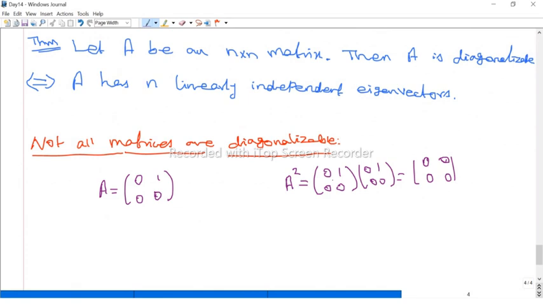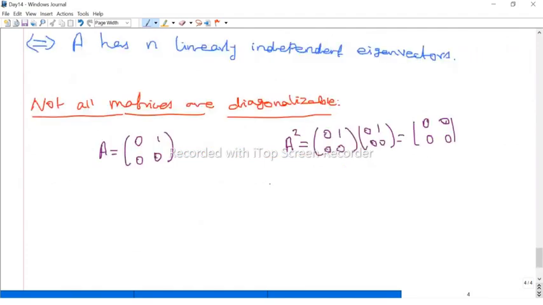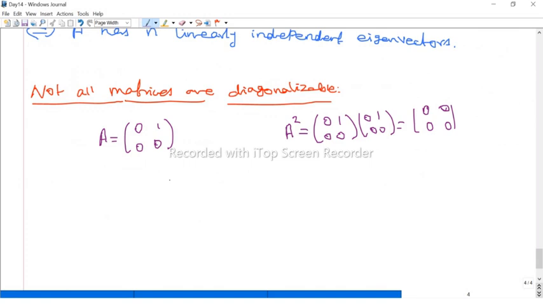Now we are going to show this A is not diagonalizable. Suppose this matrix is diagonalizable. What are the eigenvalues of this A? This is an upper triangular matrix, therefore the diagonal elements are the eigenvalues. Therefore, the eigenvalues of A are 0, 0. Now, suppose the matrix A is diagonalizable.